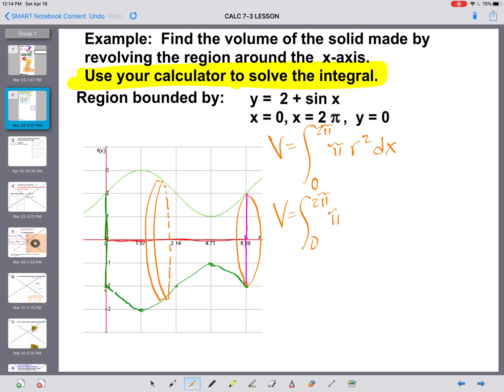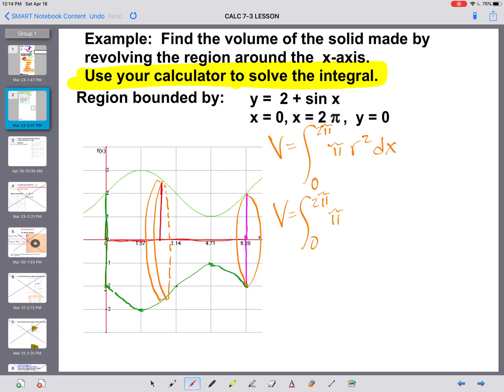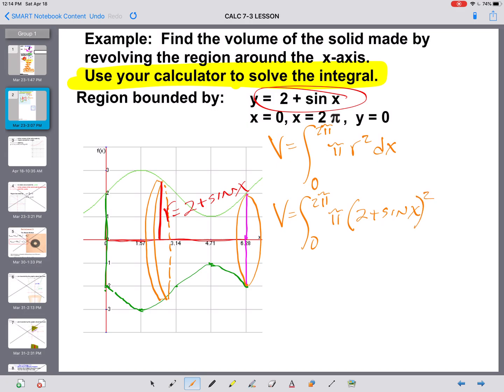What is our radius? Well, our radius is right here. There's the radius right there. Yeah, but that's equal to y. Well, what's the y equal to? There it is. 2 plus sine of x. So that's what's going in for the radius. So here it is. Let's do that. We've got 2 plus sine of x, quantity squared, then dx.